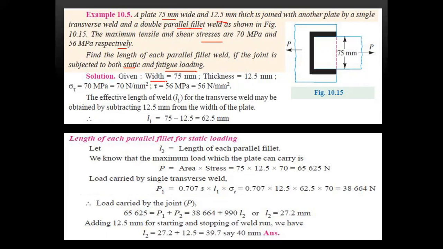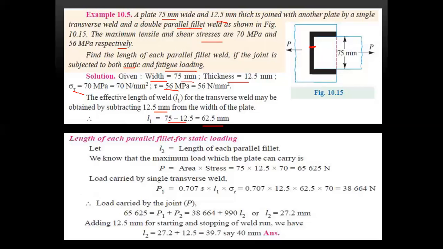Then what is the given data? Width is equal to 75 mm, thickness is equal to 12.5, sigma t is equal to 70 MPa, tau is equal to 56. Okay, the effective length of the weld L1 for the transverse weld may be obtained by subtracting 12.5 mm from the width of the plate. Therefore, L1 is equal to 75 minus 12.5, that is 62.5. So why do we have to subtract here? Because the L1 for the transverse weld may be obtained by subtracting this one, that is 62.5.